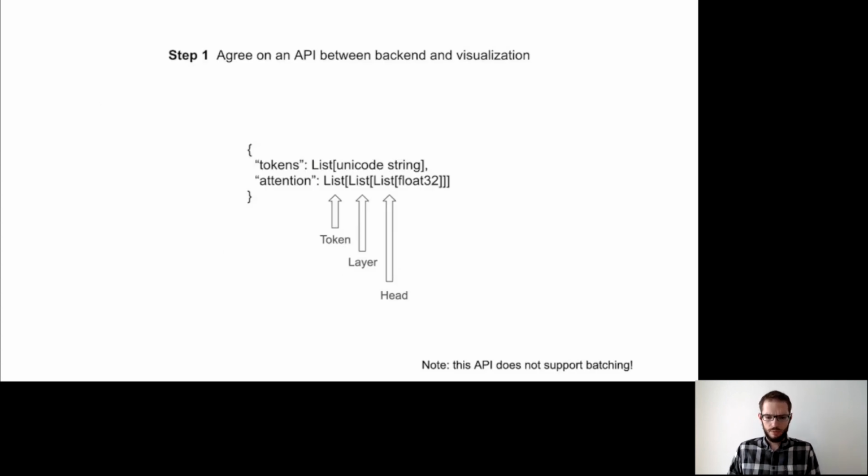Our first step of the development is to agree on an API between the backend and the visualization. This is important because often you would want to go through this process of developing an interactive tool with more than one person.